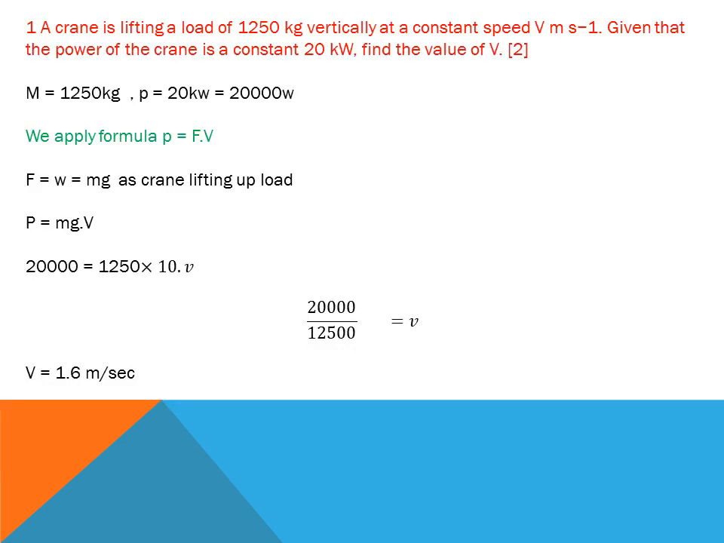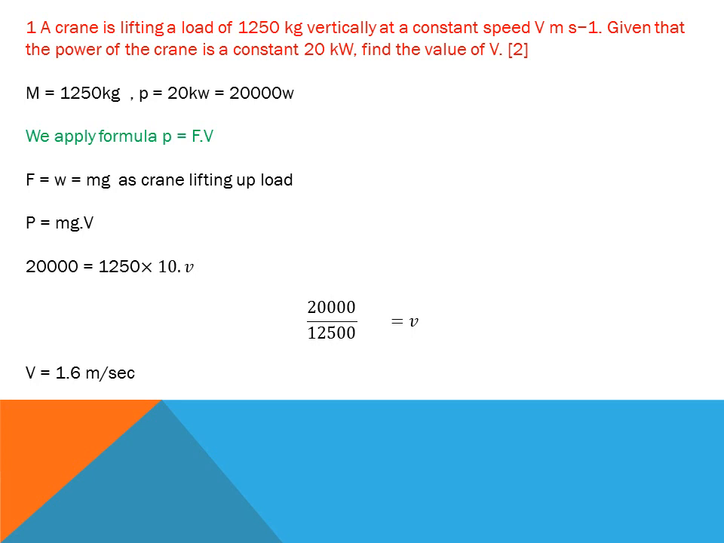Question number 1: a crane is lifting a load of 1250 kg vertically at a constant speed V meters per second. Given that the power of the crane is a constant 20 kilowatts, find the value of V. M is equal to 1250, P is equal to 20 kilowatts, which becomes 20,000 watts. We apply the formula P is equal to F dot V. Here F is acting like a weight. It's a force of weight because the crane is lifting up a weight.